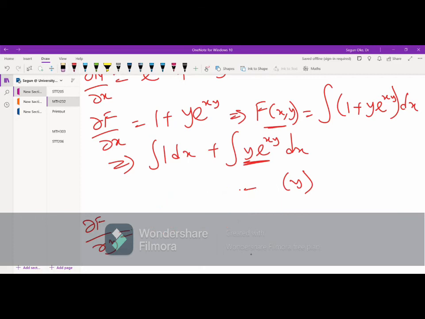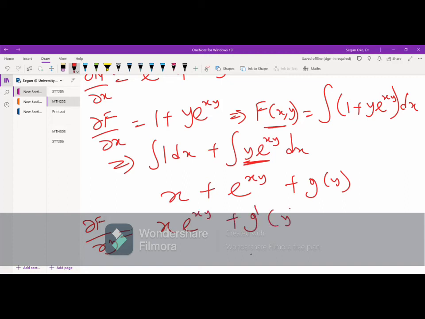We have x plus sy plus g of y. Then differentiate this one with respect to y. So this returns to 0. When you differentiate it with respect to y, you have x exponential xy plus g prime of y. Everything equals to what? N.